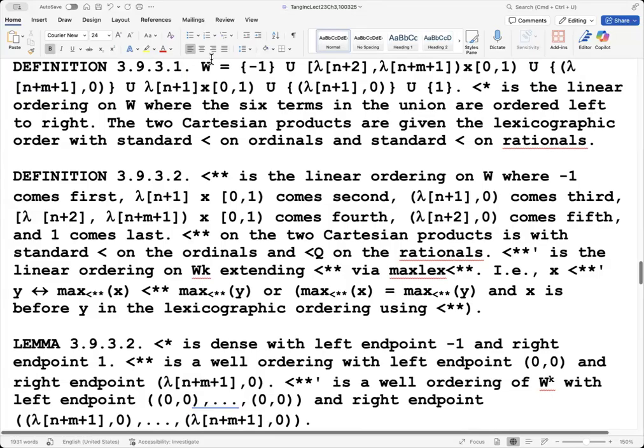So there are 6 terms in this union. There's 1, 2, 3, 4, 5, 6. The 6 terms in the union are ordered left to right, of course. And the 2 Cartesian products are given the lexicographic order with standard less than on the ordinals and standard less than on the rationals.